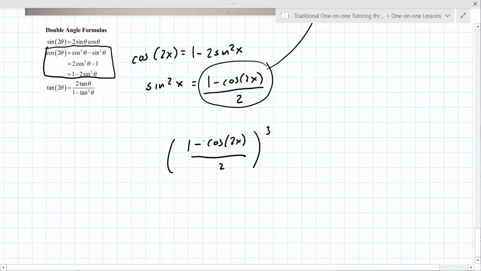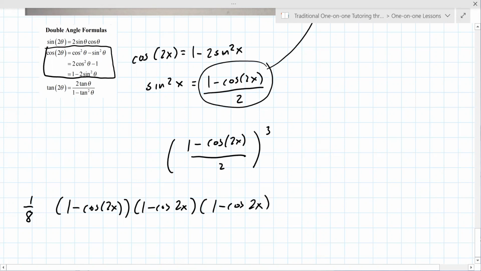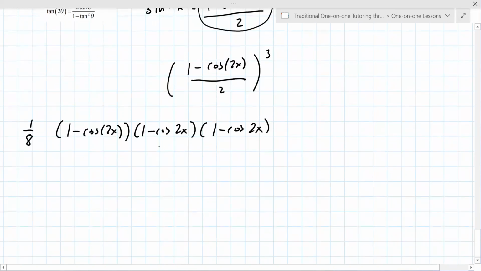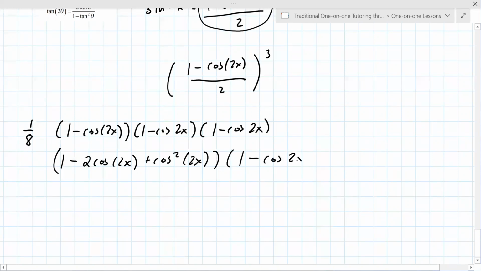So that means you have to cube the top and the bottom. So it's 1/8, but then it's 1 minus cosine 2x times 1 minus cosine 2x times 1 minus cosine 2x. And what happens is you're going to have to use the reduction formula again. So we'll FOIL this. It's bad, but you guys are good math students. You can probably pick it up pretty quickly. So 1 minus 2 cosine 2x plus cosine squared 2x. That's the first FOIL. Then you have to do it again here.